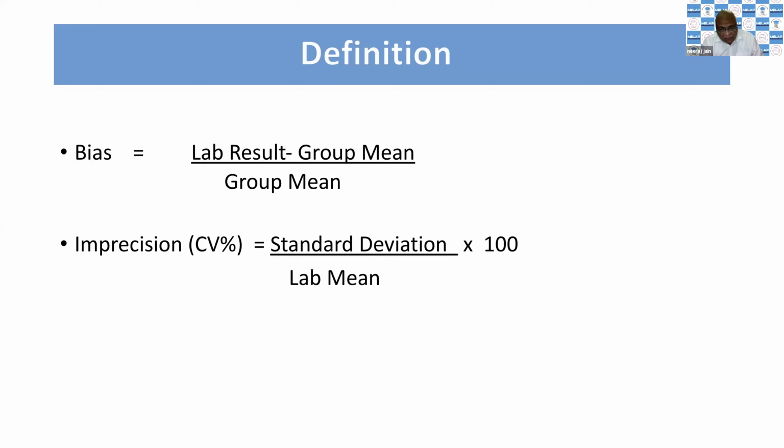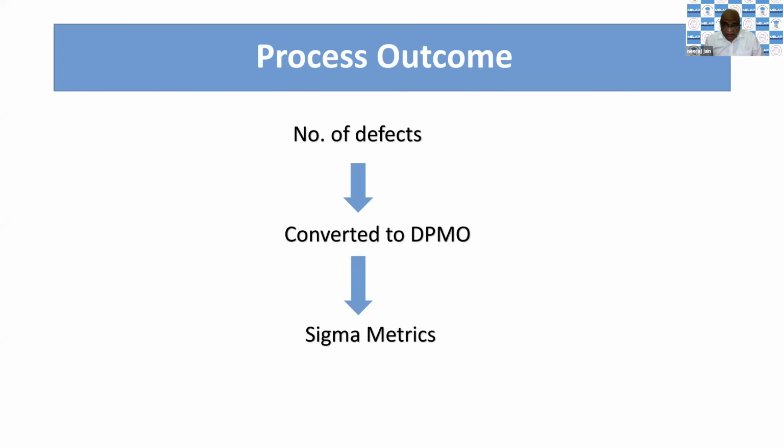For this imprecision, we divide standard deviation by mean into 100, and for bias percentage, we subtract group mean from the lab result, and it is divided by group mean into 100. Now we are getting one value from the EQAS report and one value from the IQC report. With this bias, we are getting accuracy, and with this IQC report, we are getting imprecision. Now we are proceeding further.